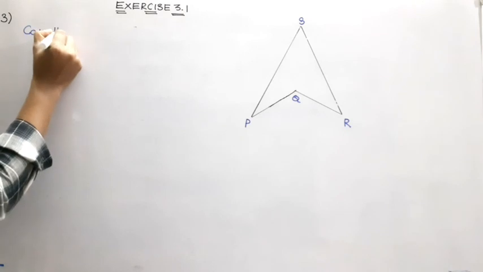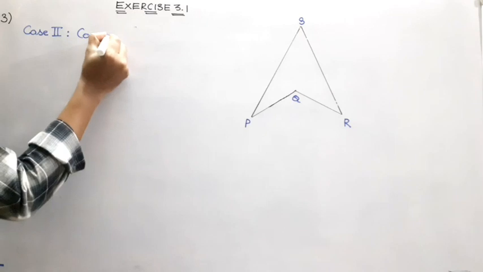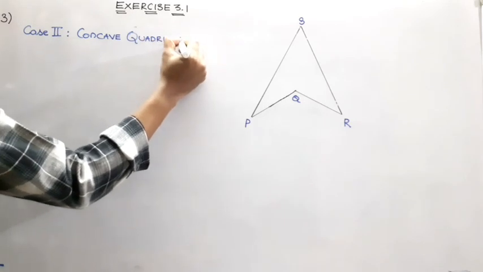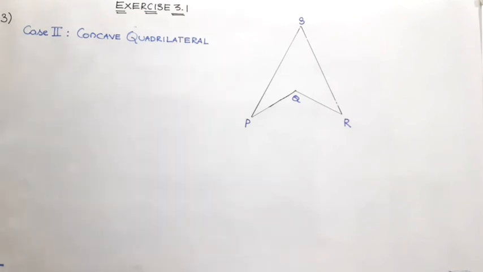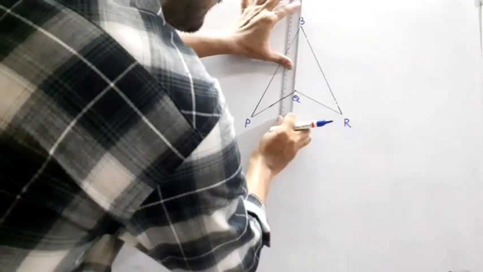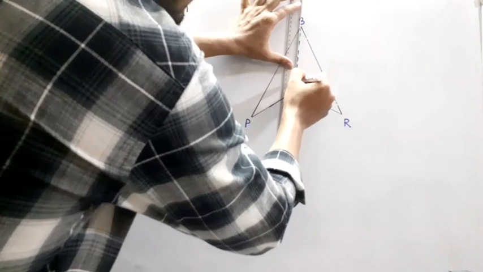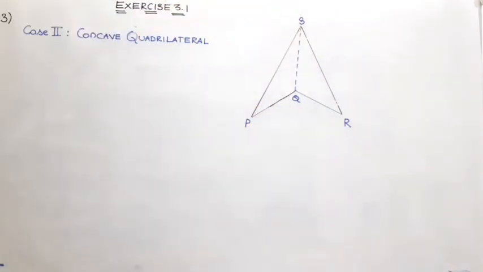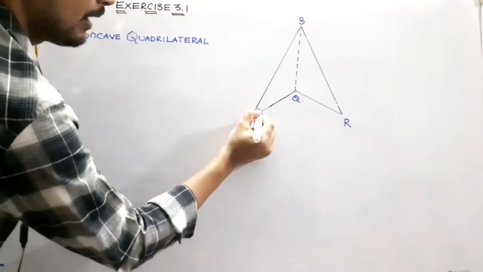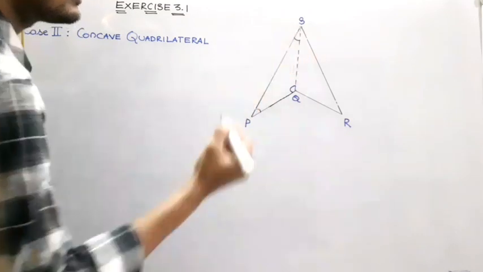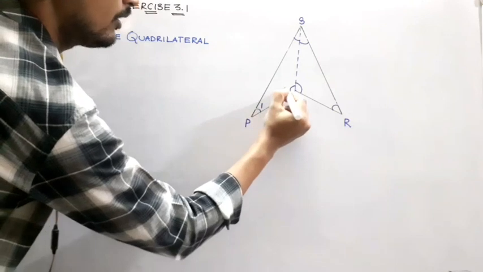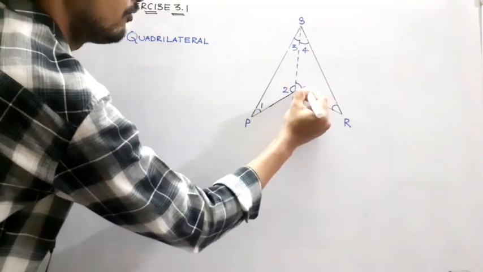So case 2, concave quadrilateral. That means we are going to check whether the sum of the angle measures of the concave quadrilateral is going to be 360 degrees or not. Just like the convex quadrilateral, let us take a diagonal QS. I'm just drawing a diagonal. Now look, even this concave quadrilateral is divided into two triangles. Angle P, here angle Q, here angle S. Here also one angle, here one angle, here one more angle. Let us name them angle 1, 2, 3, 4, 5, 6.